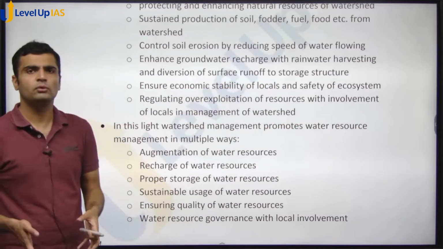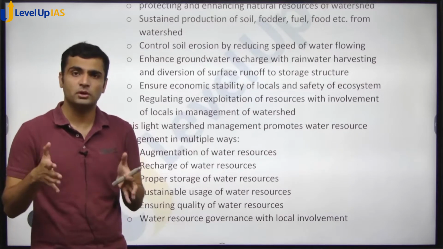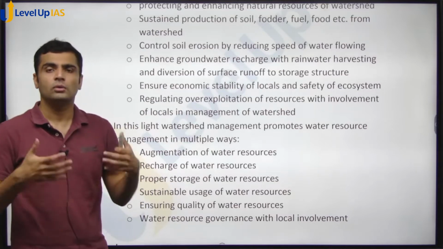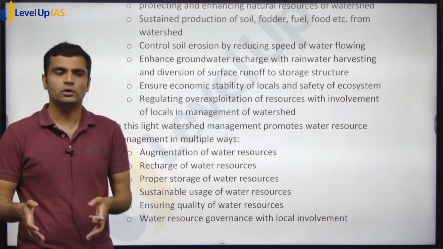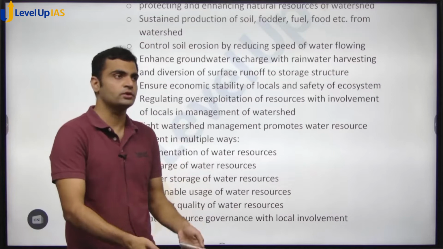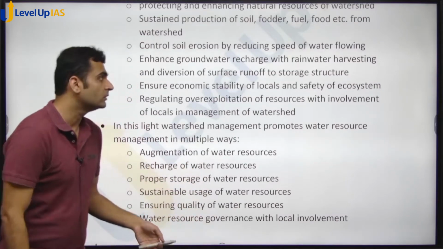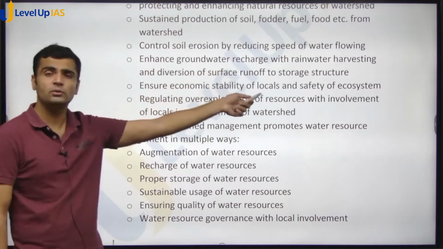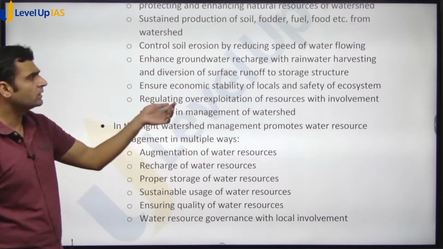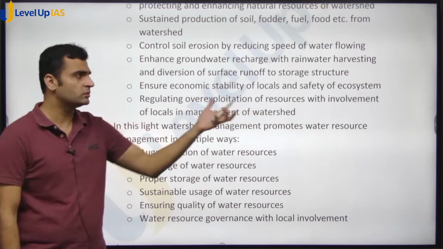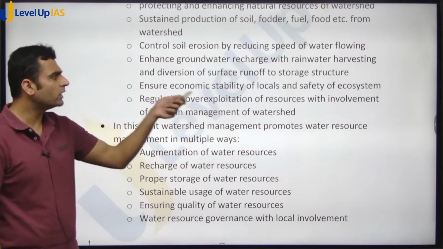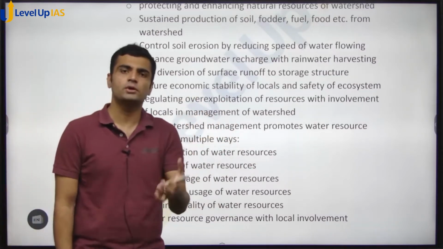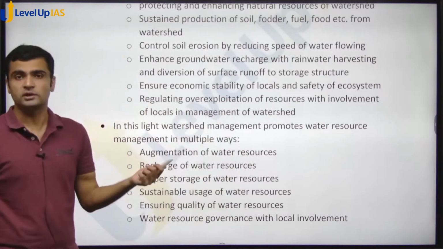So basically, we want to build small streams, check dams, so that we want to divert whatever water is flowing on the watershed to our water resources or storage structures. That's what the question is about. That is what we are doing in watershed management. Ensure economic stability of locals and safety of ecosystem at the same time. Regulating over exploitation of resources with involvement of locals in management. That is also part of watershed management, watershed governance here what we are talking about.